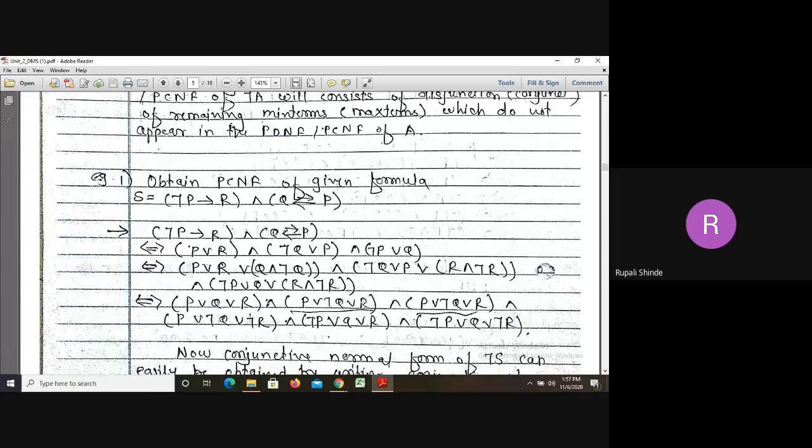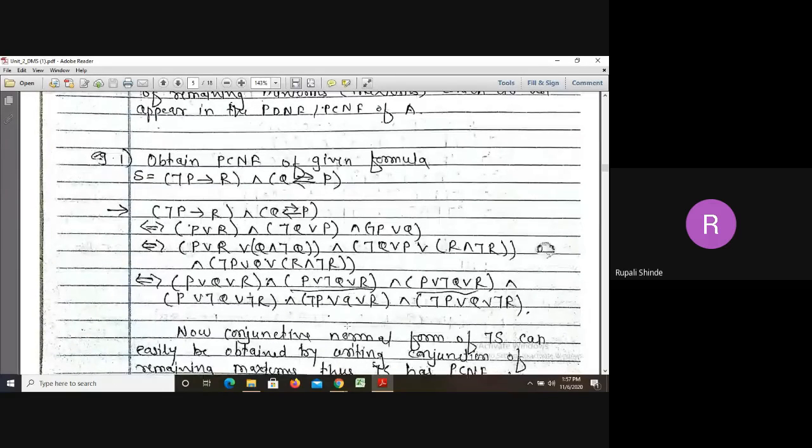So we have to consider that term only once. Your final answer will consist of 1, 2, 3, 4, 5 terms in the PCNF of this given formula. Again each and every bracket contains all three given variables P, Q, R. So this is the required PCNF. Understood? Yes, ma'am. Okay.